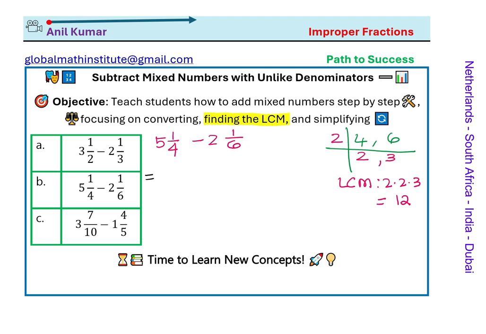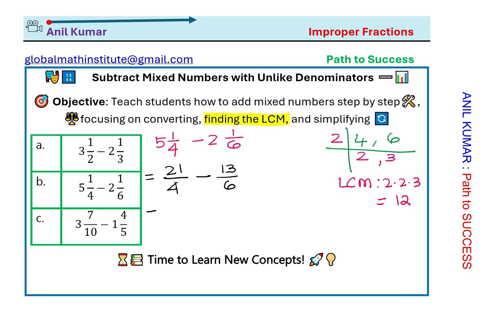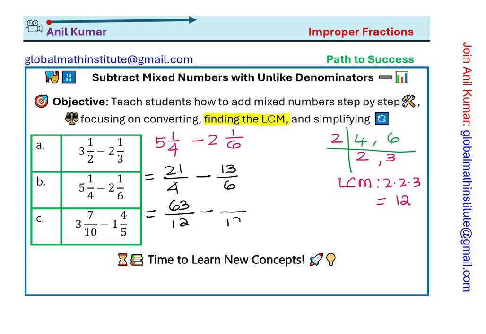So let's do the conversion. This time I'll do straight 5 times 4, 20 plus 1, 21. So you know now 21 by 4 minus 6 times 2, 12 and 1, 13 by 6. We need a common denominator of 12. So I'm going to multiply 21 by 3, right? So that gives me 63 by 12. And here, multiplying by 2 will give me 12 in the denominator. So the numerator also will be twice, 26.